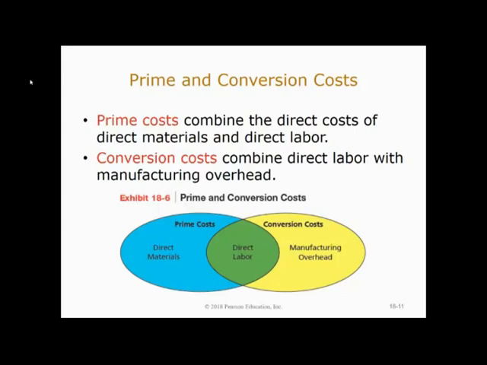So direct labor here is the overlap. Prime costs: direct materials, direct labor. Conversion costs: direct labor and manufacturing overhead.